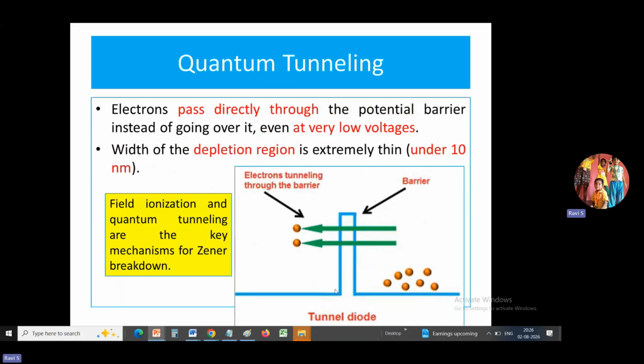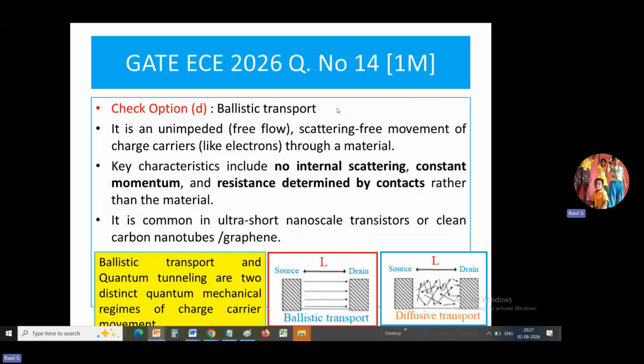This can be better visualized with the help of another diagram. If you can see, the electrons pass directly through the depletion region instead of surpassing the barrier, because we apply only a potential which is less than the barrier potential. Even though the external force is small, because the depletion region is thin, electron tunneling is taking place in the Zener diode. Now coming to the fourth option, ballistic transport.